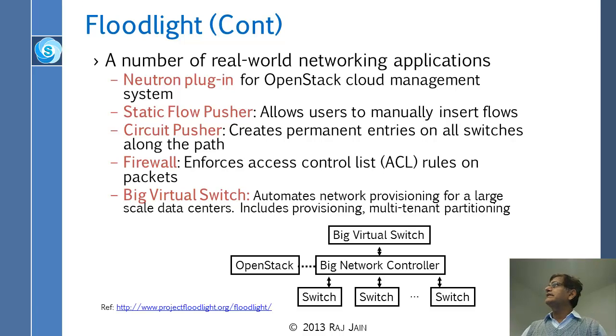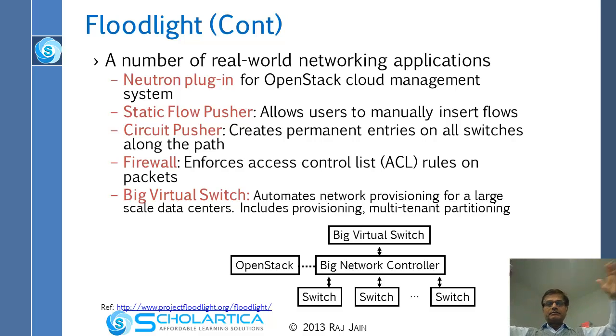It has many applications which have been developed, such as a static flow pusher, which allows the user to manually insert flows. Circuit pusher creates permanent entries on all the switches along the path. You can set up a circuit. Firewall: you can put the access control list on the switches, saying that only these flows can go through. Big virtual switch: if you have a large network, then you can provision the data centers. So this is very much like that plugin that we talked about.